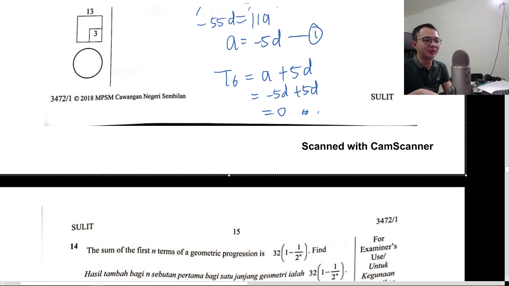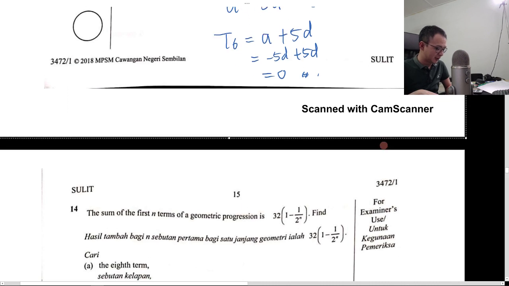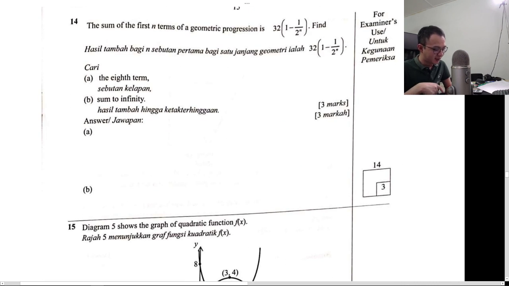Alright, so I'm going to move on to the next question, 14 here. So the sum of the first n terms for a geometric progression is that formula. So in this case, the sum of the first n terms is given here. So I want to find the 8th term, right? So basically I will do S8 minus S7. Because the sum of the first 8 terms minus the sum of the first 7 terms, then I can get the 8th term here.